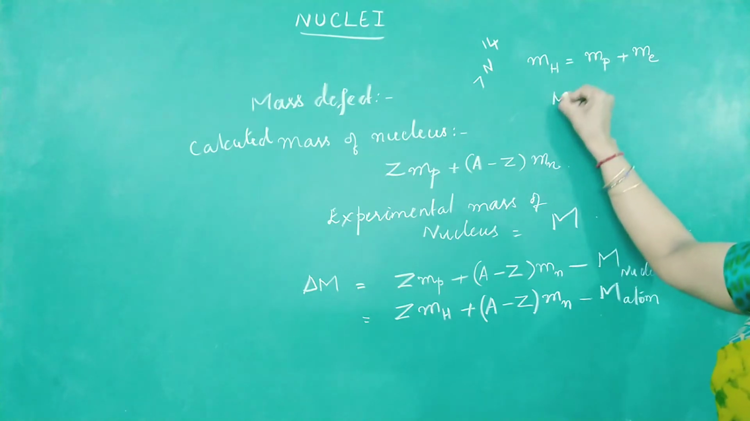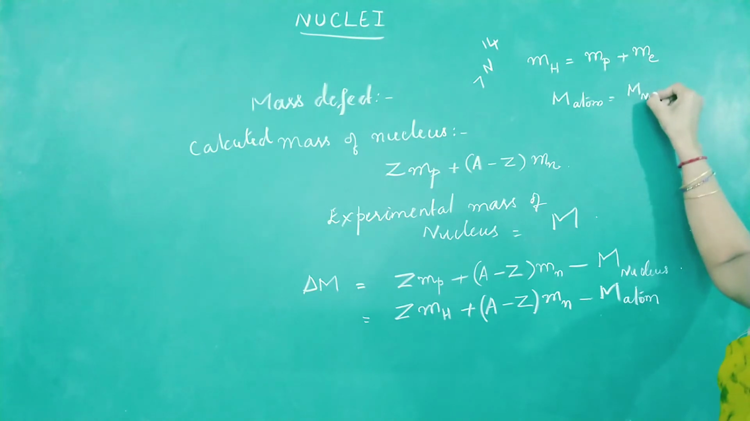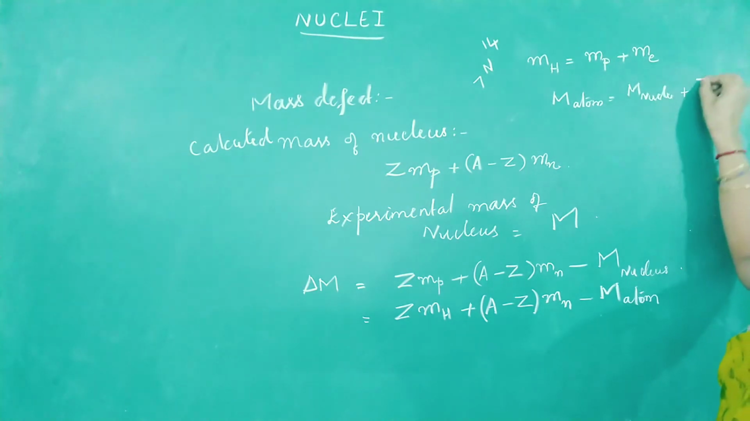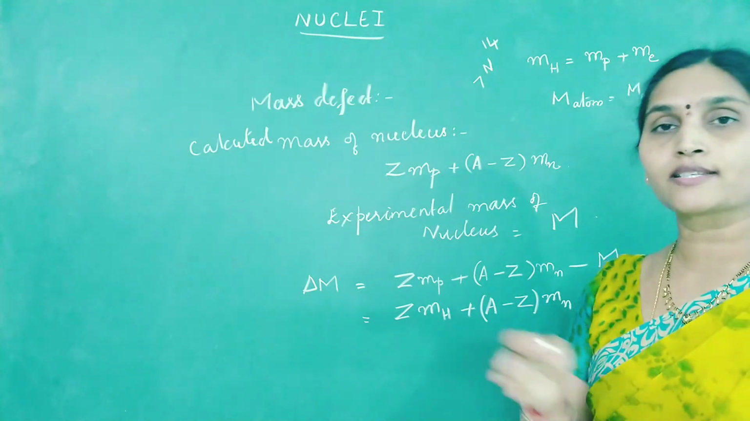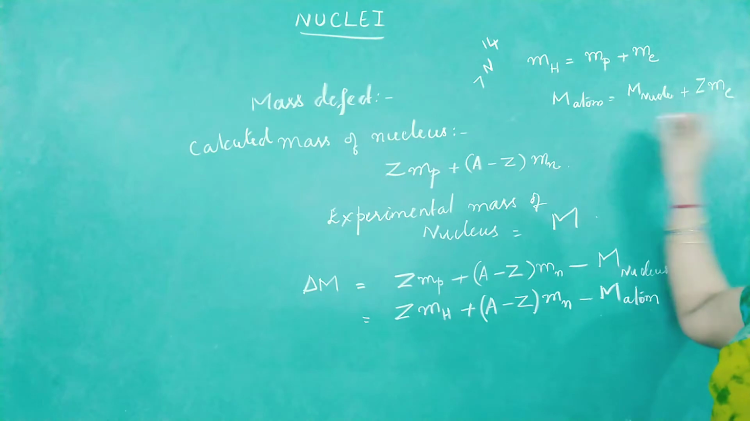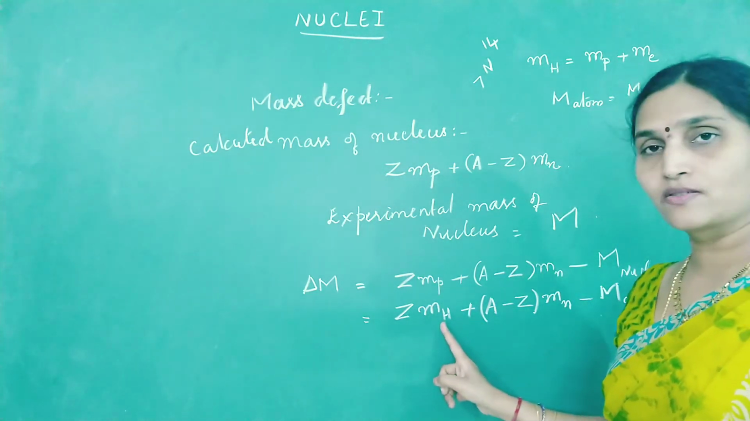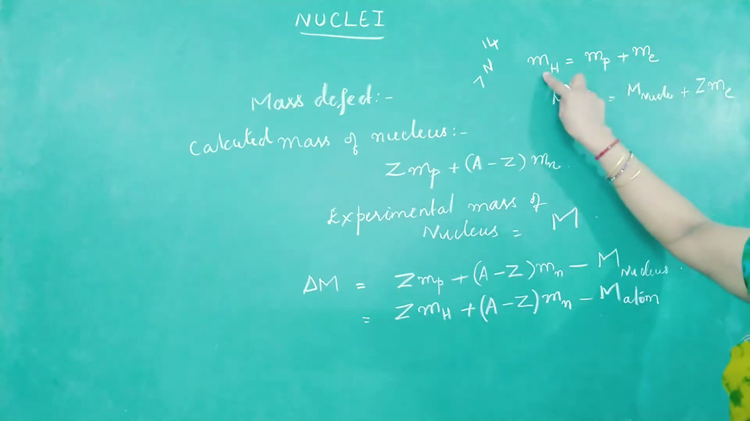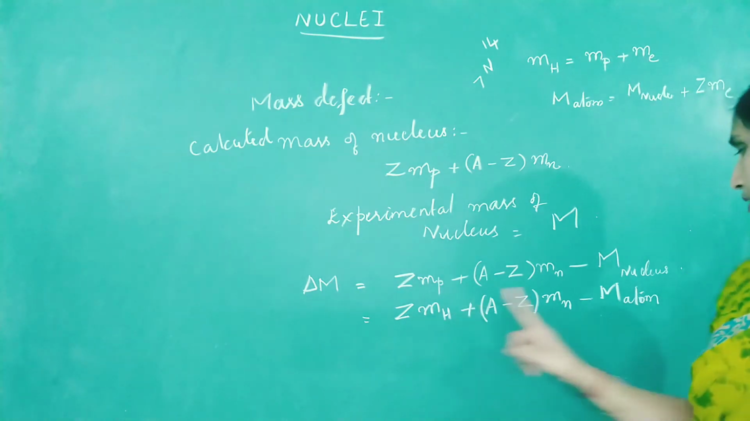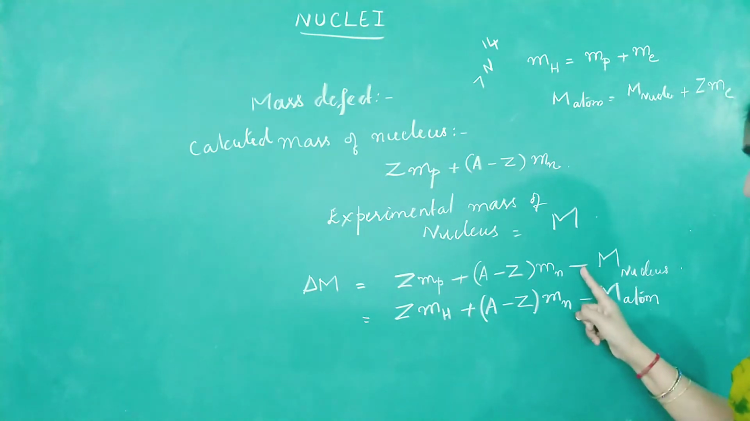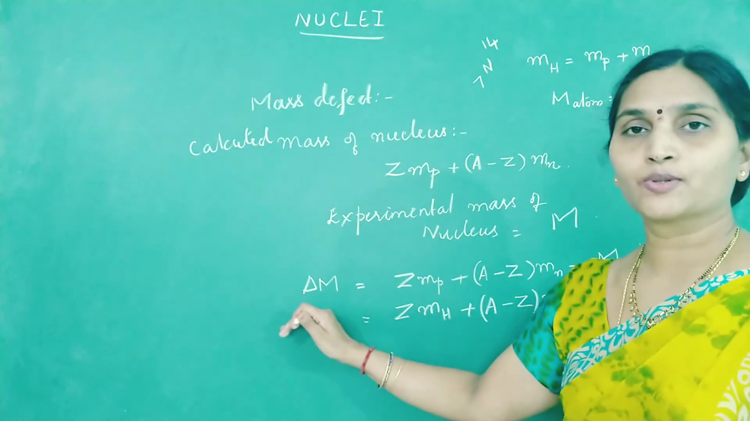What is the mass of atom? It is the mass of nucleus plus Z times the mass of electron. An atom contains both the nucleus as well as electrons. If you add both of them, you get the mass of atom. Since here in the place of mass of proton I have taken the mass of hydrogen, in addition to the proton, Z times the mass of electron is coming in excess, which will anyway get subtracted here. So either this relation or this relation, both of them will give you the mass defect.